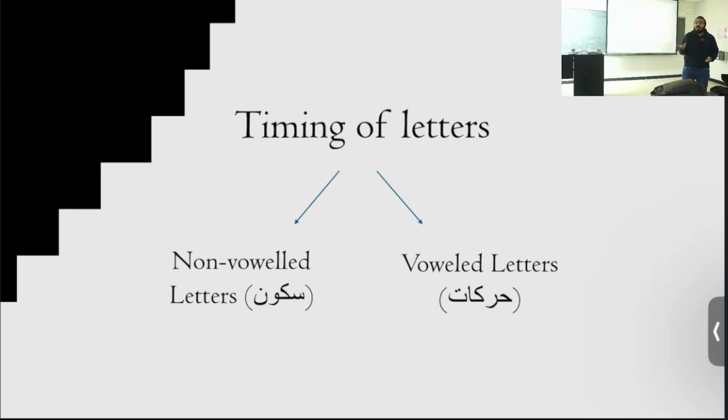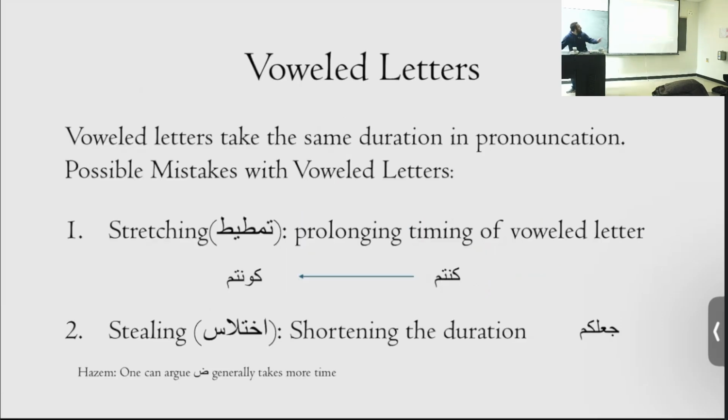How much time do I spend on each letter? So voweled letters, they have generally the same amount of time. Voweled letters have generally the same amount of time. So da is like ba. It should take the same amount of time. What are types of mistakes that happen when people elongate more than usual? Something like kuntum, people say kuntum, kuntum. No, it's kuntum. Or kuntum, kun immediately.